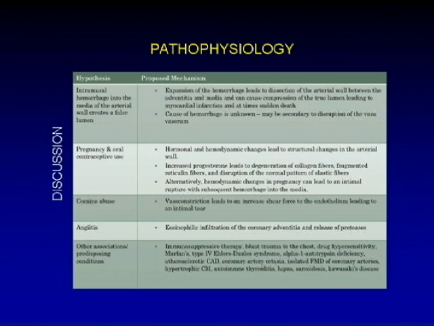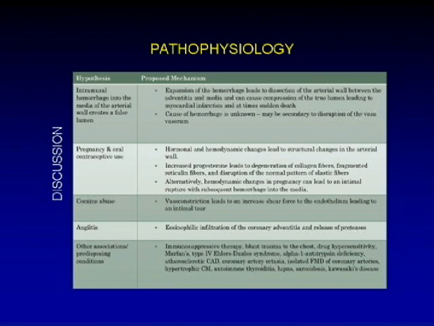The increased progesterone will lead to degeneration of collagen fibers, fragmented reticulin fibers, and disruption of the normal pattern of elastic fibers. Additionally, because of the high cardiac output and decreased total peripheral resistance in pregnancy, those hemodynamic changes are also implicated. Cocaine abuse is also reported. It is thought that the vasoconstriction leads to a shear force that damages the endothelium, and angiitis leads to an infiltration of eosinophils, which release damaging proteases.